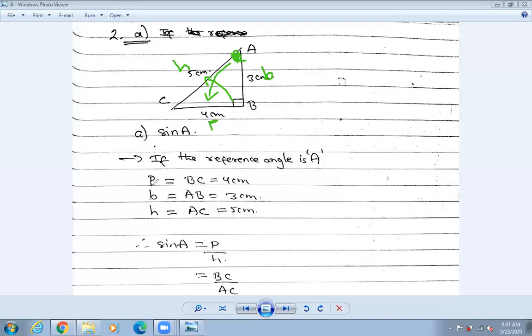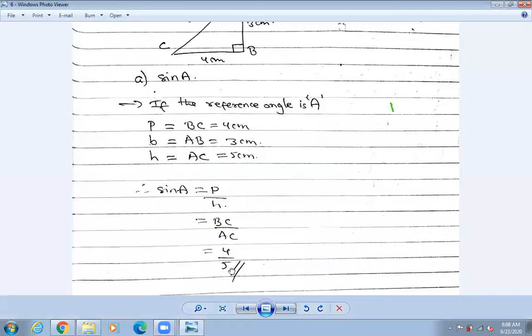So P by H is the formula. So P means BC divided by H is AC. Is that okay or not? So what is the value of BC? BC means 4, divided by AC. AC is 5. So 4 by 5 is our answer. Understood or not? Okay, so 4 by 5 is our answer.